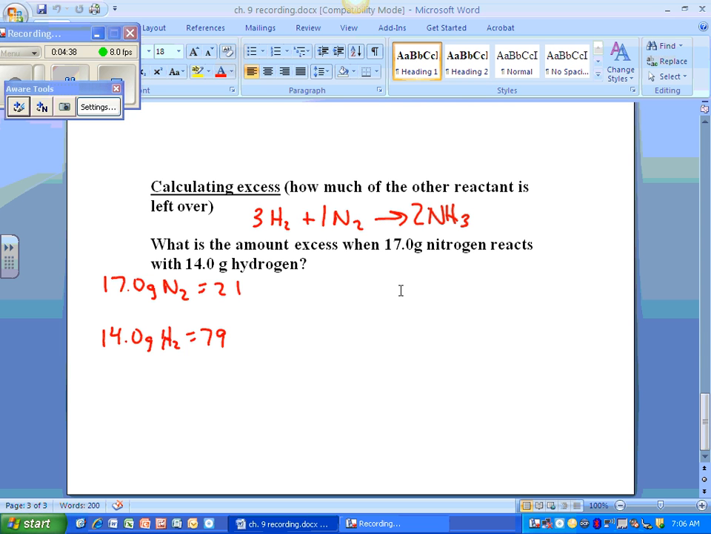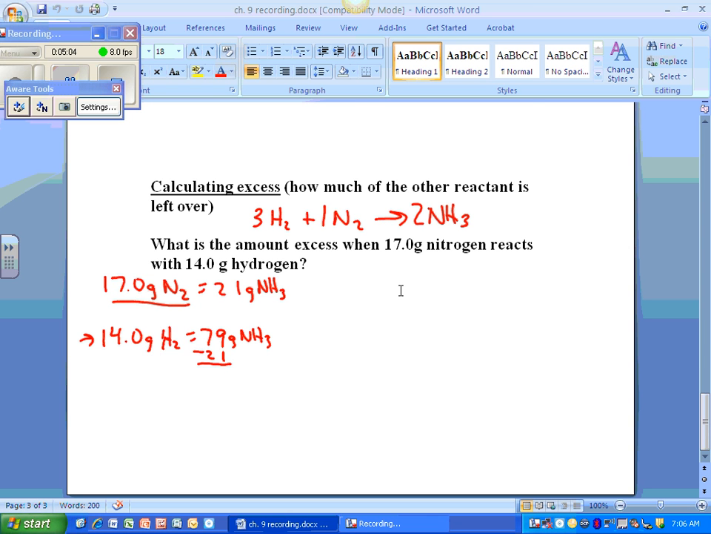Calculating excess just says, okay, what's the difference between those? How much hydrogen is really left over when I reacted? All of this nitrogen is all gone. How much of this hydrogen is left over? Well, here's what you do. Since I already calculated out in the previous problem how much nitrogen made and how much hydrogen made, let's subtract those two numbers. Remember, this is both grams of ammonia.